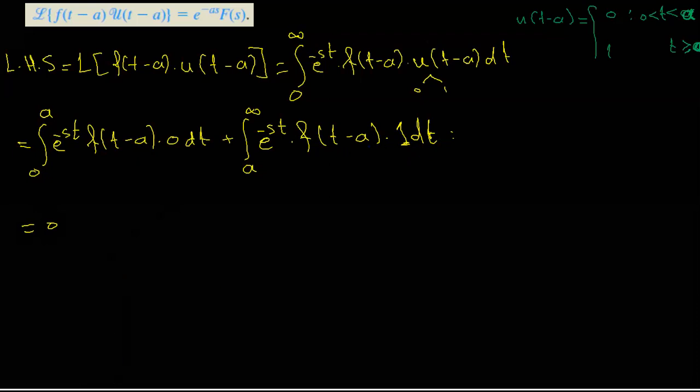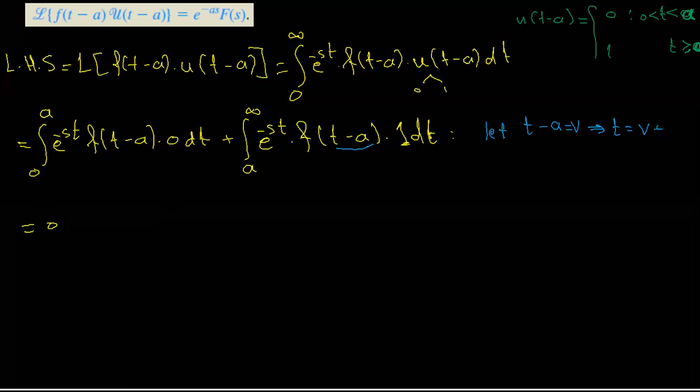I'm not familiar with finding an integration with f of this difference, so I'm going to use a substitution. Let t minus a equal v. So t is v plus a, and dt is dv. When my t equals a, my v is what? If t is a, then v is 0.